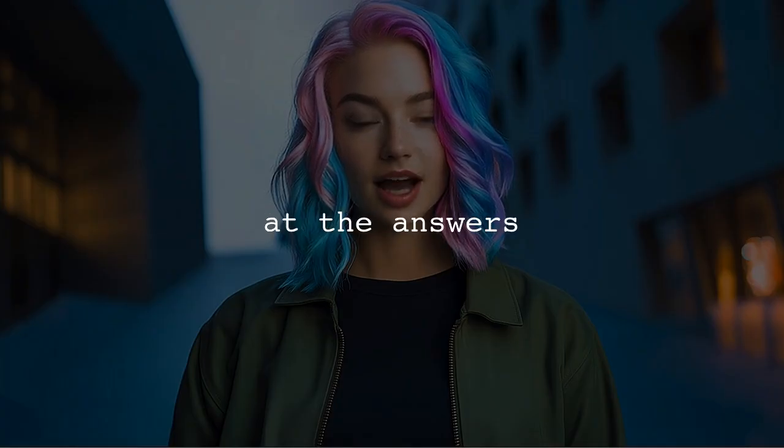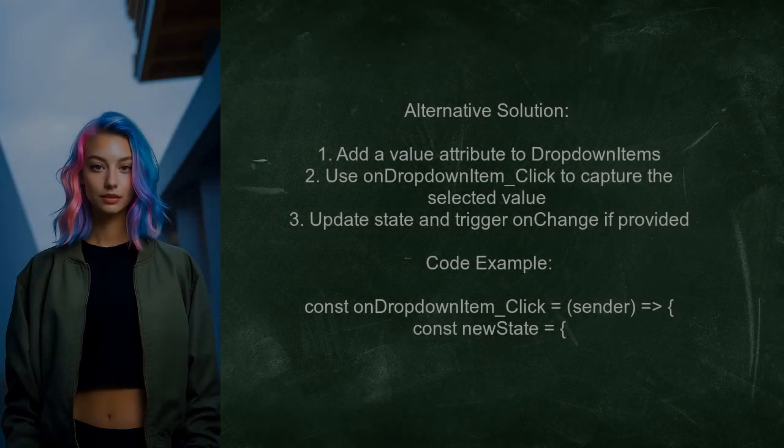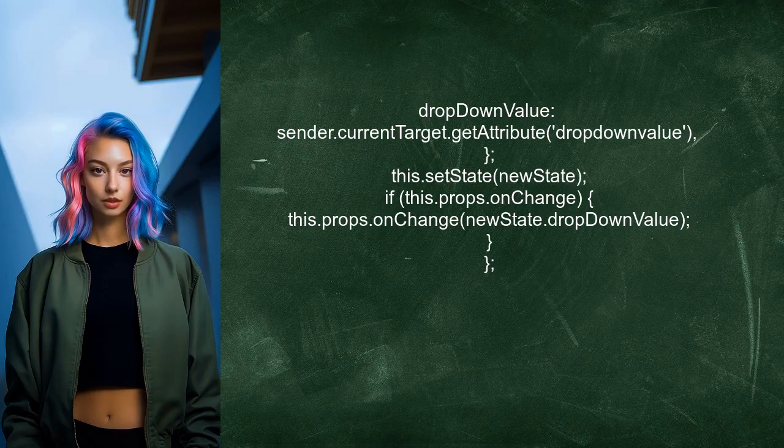Now let's look at the answers provided by other users. An alternative approach shared by another user involves adding a value attribute to the dropdown items. When an item is clicked, the onDropdown item click function captures the selected value and updates the state accordingly. This method also allows for an optional onChange callback to be triggered.